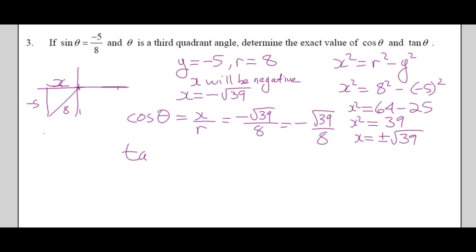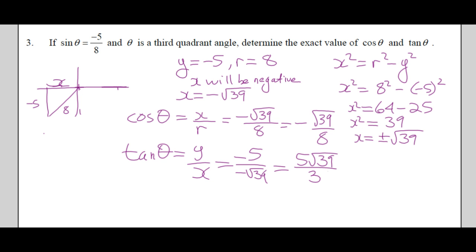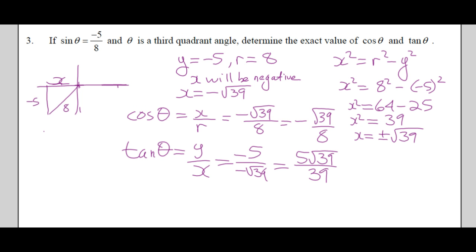And tan theta is y over x, which is negative 5 over negative root 39, which is 5 root 39 over 39. Okay, so I'm not going to show you how to rationalize that. You know how to do that. You don't really need to show the step. Just simplify it first, and you're multiplying by root 39 over root 39. Right? We can go to rationalized forms. Okay, questions? Okay, so two pieces of information you must have. I know sine is negative, but then, yeah, okay, that tells me that it's below the x-axis, right? And that means quadrant 3 or 4.